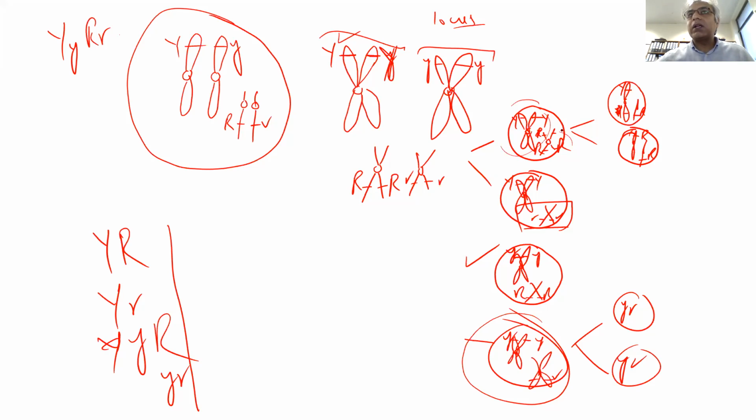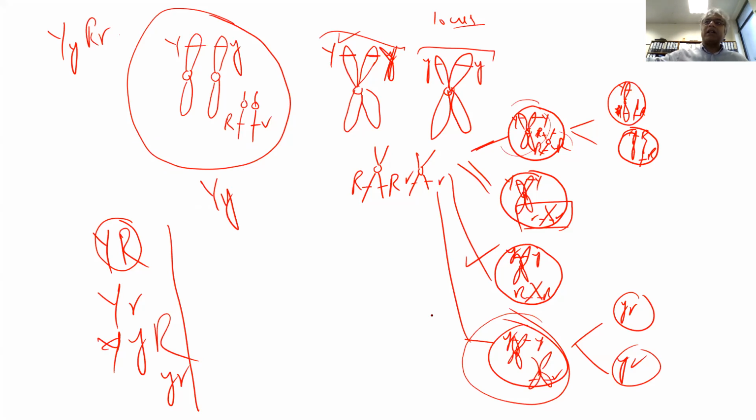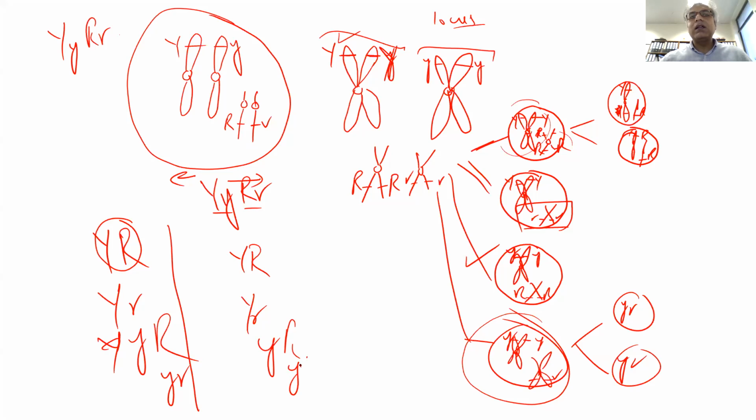What does it mean to assort independently? This is independent assortment. They are shuffling. One thing is clear: capital Y and small y are never going to go to the same gamete. If they do, there will be a big disaster in the progeny, in the offspring. They are going to go to opposite poles. This is what his law of segregation was all about. But when we have two different genes controlling two different traits, now they assort independently, like this or this or this.